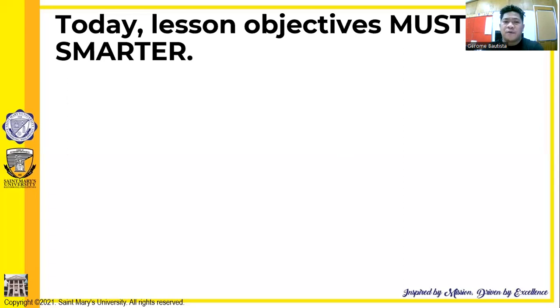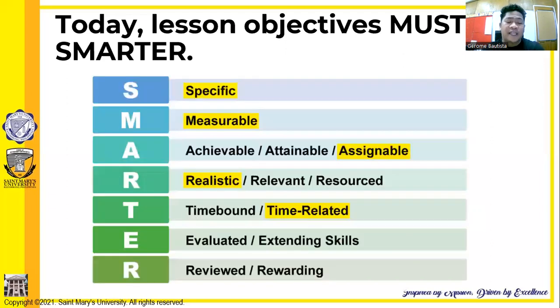However, for today, lesson objectives must be SMARTER. So from being SMART, it now became SMARTER. So what do you think is the meaning of the additional two letters E and R? We have still the same: specific, measurable, attainable, realistic, and time-bound. And for E and R, we have here evaluated or extending skills. The objectives should be evaluated, or the objective should be able to extend skills. So either of the two. And of course, it should be reviewed and rewarding for the students. They should feel good about the lesson, and they should see the relevance of the lesson to their personal lives or to their future lives.